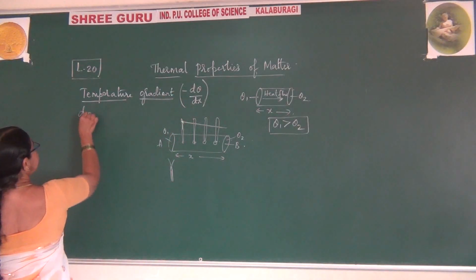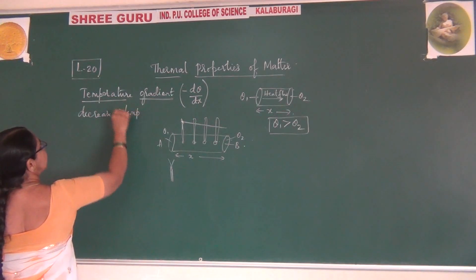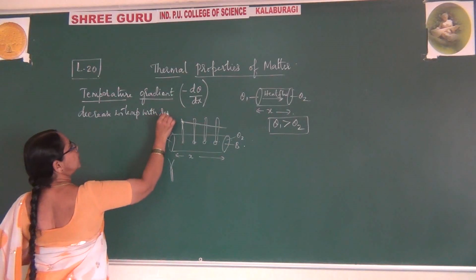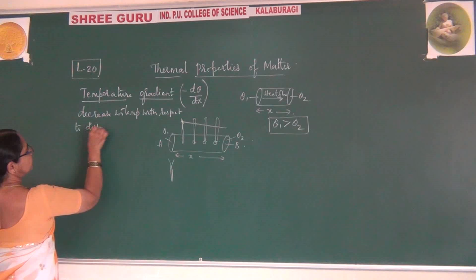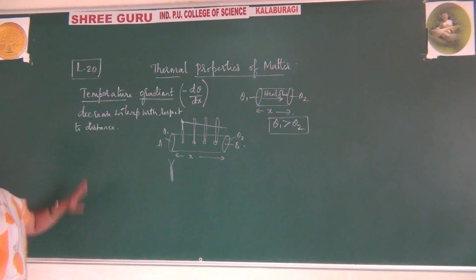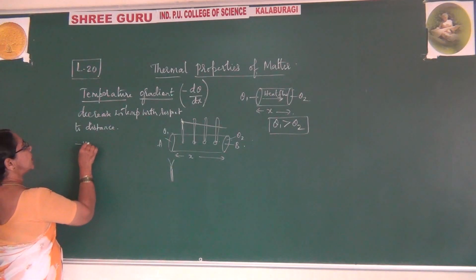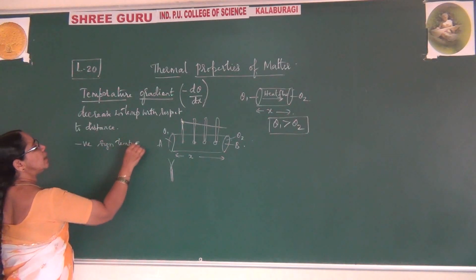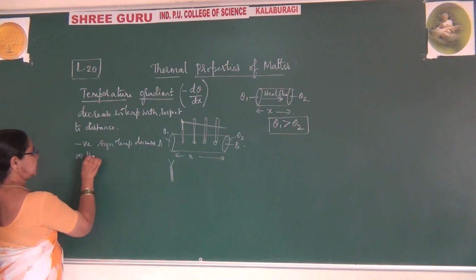So decrease in temperature with respect to distance is called temperature gradient. Okay. Now, what does this negative sign indicate? As the distance increases, the negative sign indicates temperature decreases.